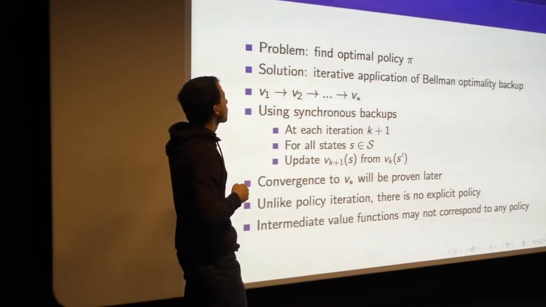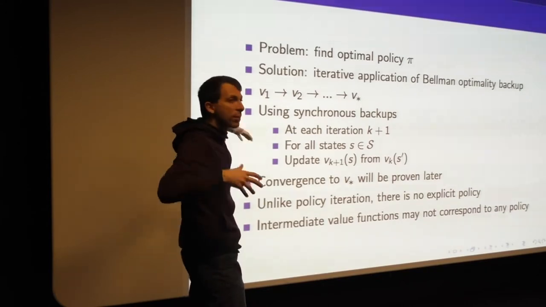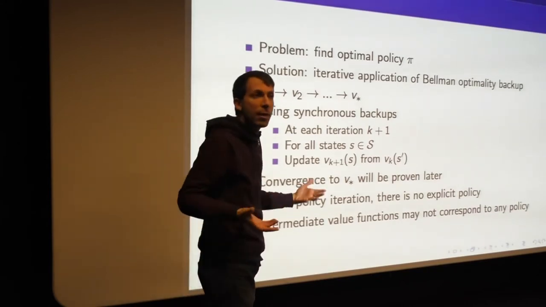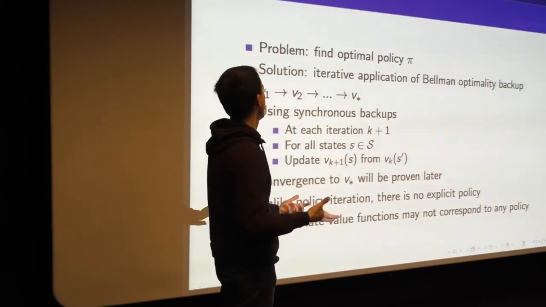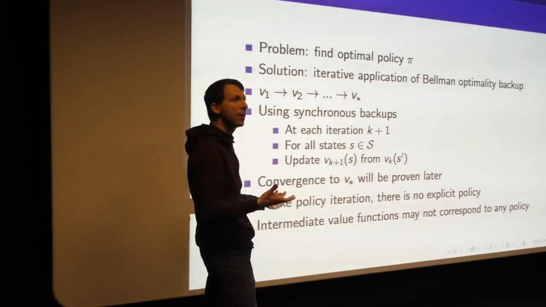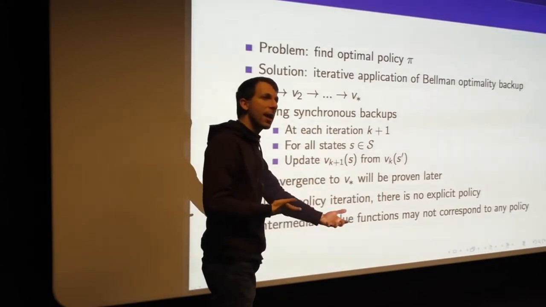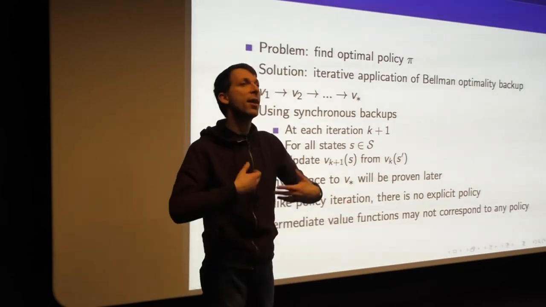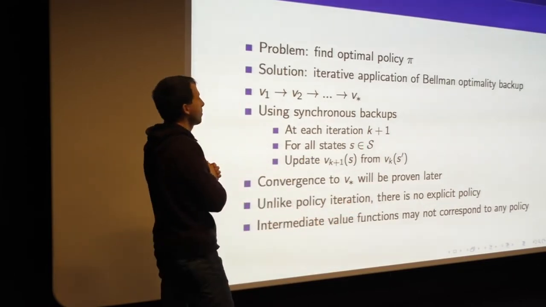Okay. But what we want to do now is we want to solve, given that someone has given us this MDP, we want to solve it. We want to find the optimal value function. So in the previous section, we had policy iteration. Value iteration is another mechanism for solving the MDP.